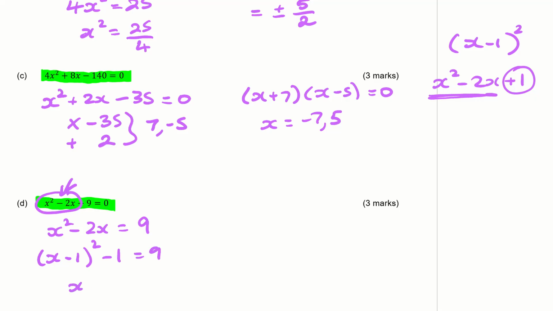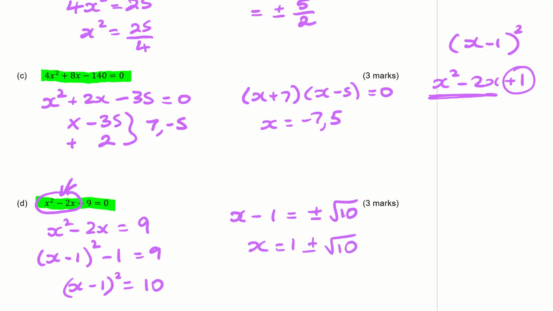And so that gives me (x minus 1) all squared equals 10. So x minus 1 is going to be plus or minus the square root of 10, and therefore x is 1 plus or minus the square root of 10.